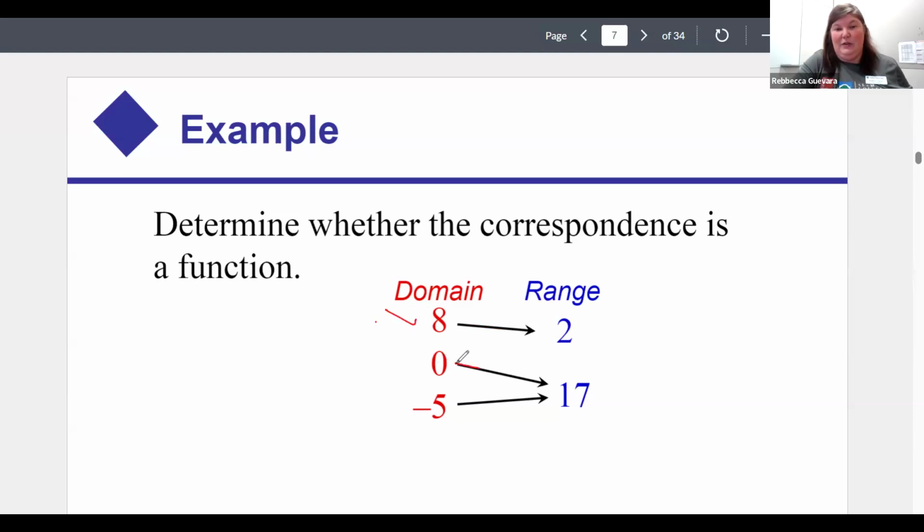This 0, only going to one number, that's okay. This -5, going to only one number in the range, that's okay. All these only go to one number in the range. These are all functions.